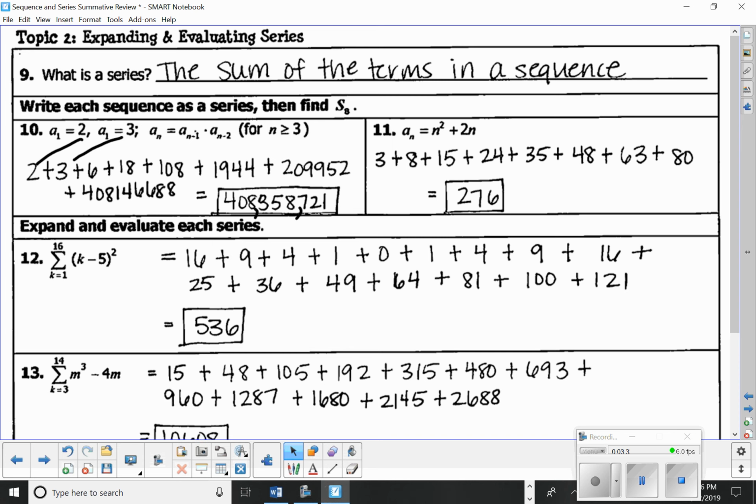Number 11 is a little bit easier. Okay, number 10 was a recursive formula. Number 11 is an explicit formula. You put in 1 for the n, evaluate, you get 3. Then you put in 2 for the n, and you get 8, and so on. And then you add them together.